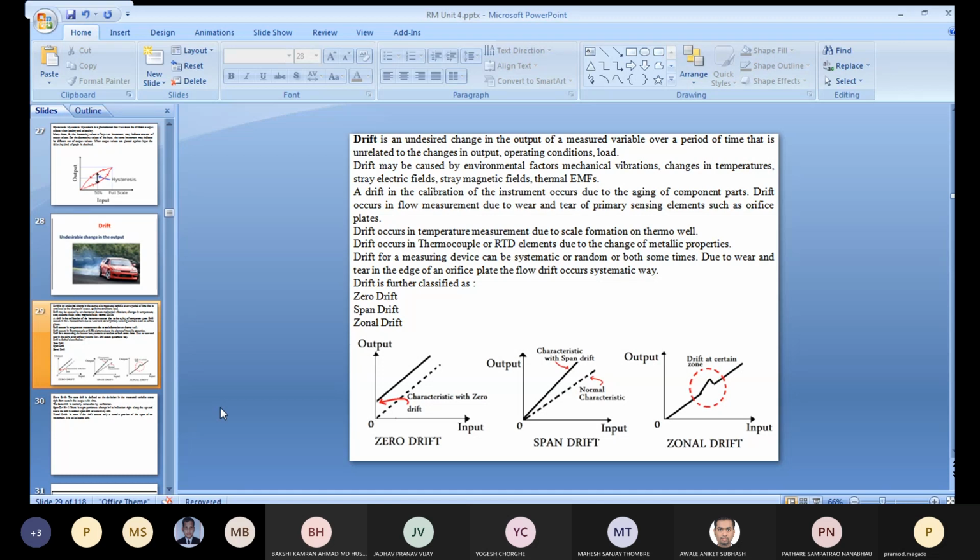So zero drift means the changes in input to output. Span, it will take more time to get the outcome, and zonal, in between the process the problem is stuck, the outcome has not yet occurred. So these are the things you can write and draw.